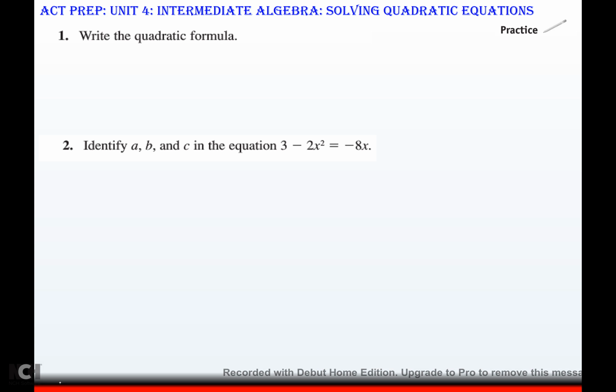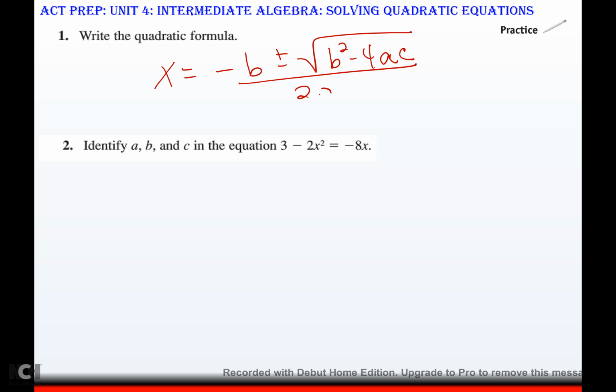Okay? So some practice problems. They want me to write the quadratic formula, which you should have memorized. X equals negative b plus or minus the square root of b squared minus 4 times a times c all over 2 times a.